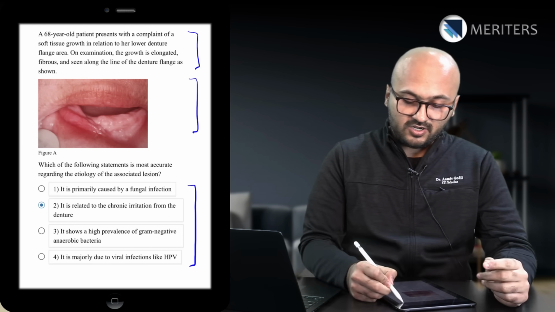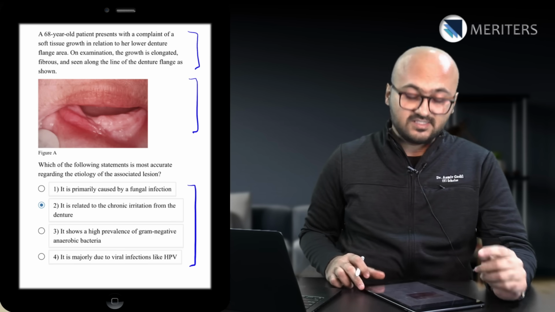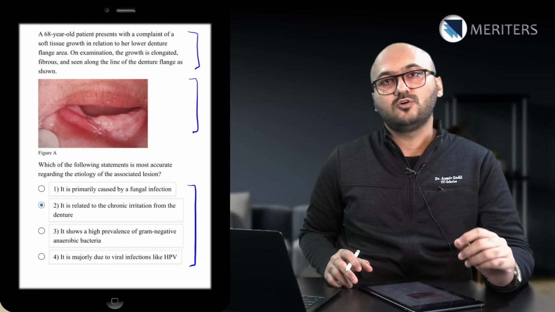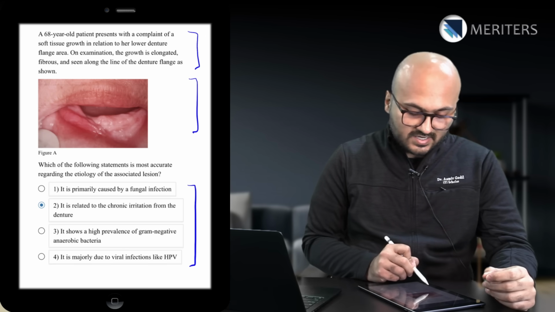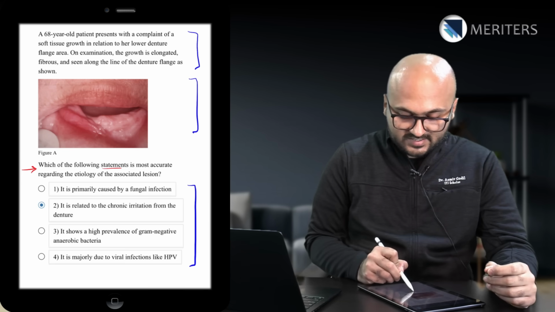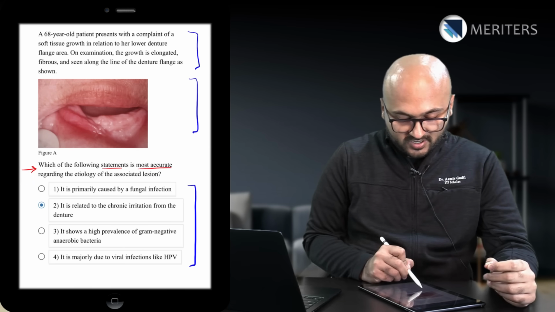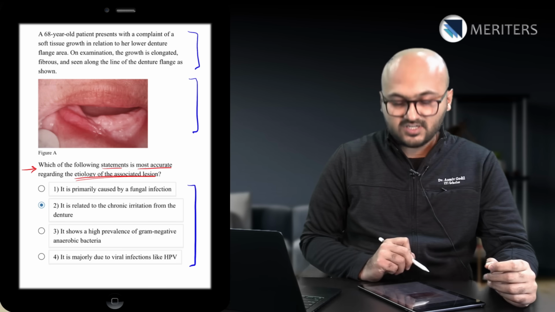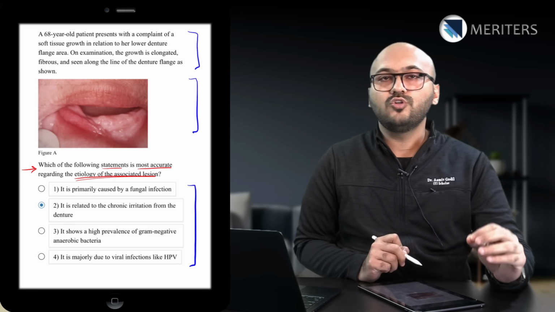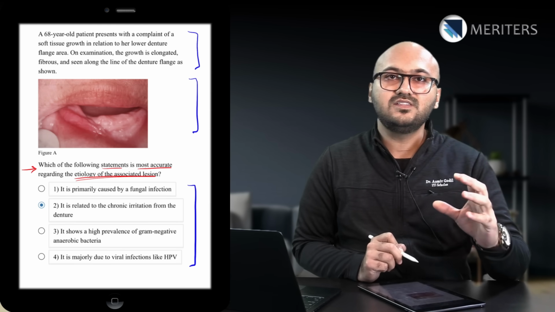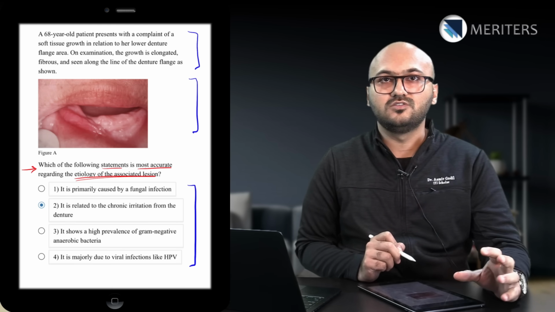So one very important trick that I would like to tell you is: read the last line of the question first. In this scenario, it would be, which of the following statements is most accurate regarding the etiology of the associated lesion. So now you know that you have to look for factors that will be associated with the etiology.